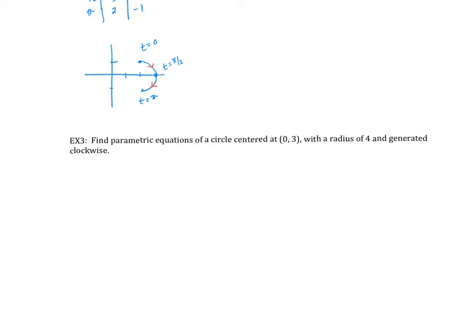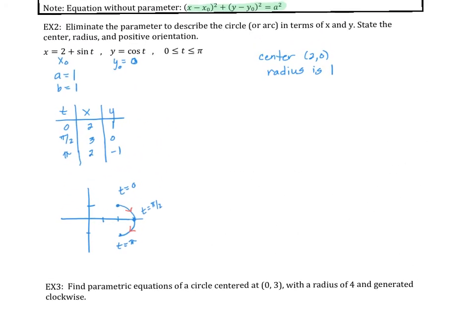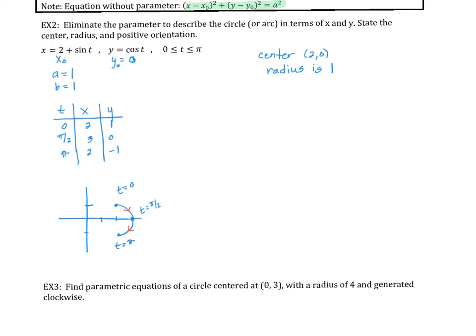So its positive orientation will be clockwise. And I'm not getting the full circle. What I'm getting is a half circle. So this is actually half a circle, and a half circle is an arc. The center is 2, 0. The radius is 1. Its generated, or its positive orientation, is clockwise. I'm going to say generated because I'm too lazy to write positive orientation.